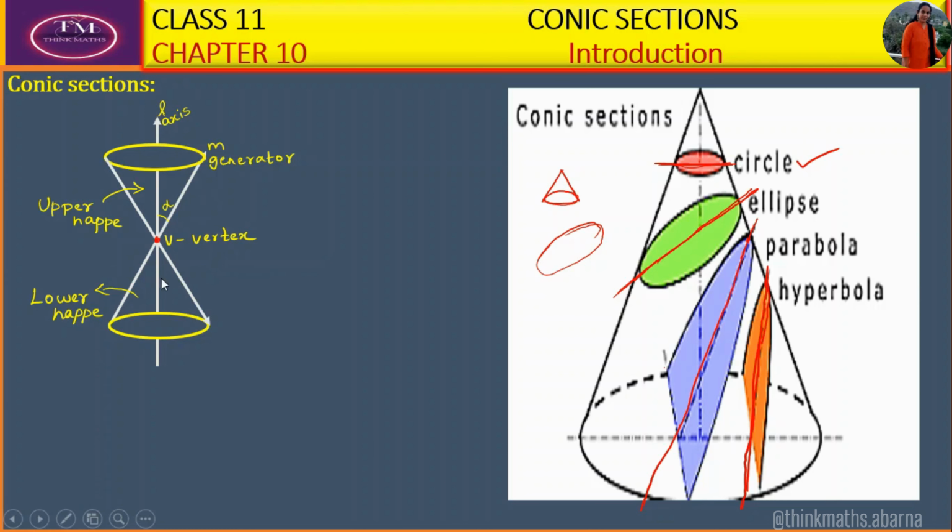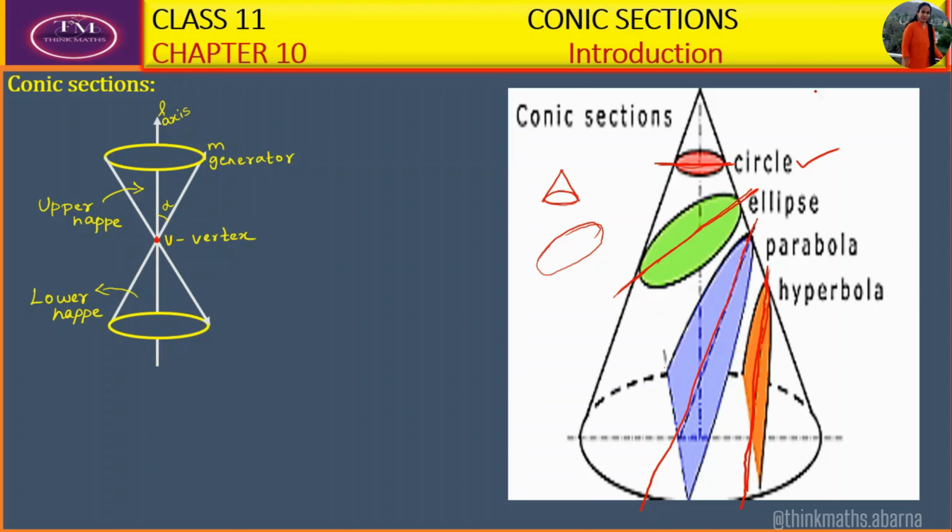So this vertical line is called the axis and the line which rotates is called the generator. When you rotate it, we get two cones on top and base, with a meeting point in the middle. The point is called the vertex and it is denoted as V. The angle made by the axis and the generator is denoted as alpha. The upper cone is called the upper nappe and the lower one is the lower nappe. These are the basic things you have to learn in conic sections.